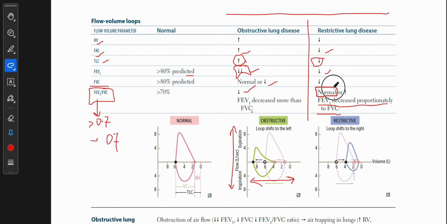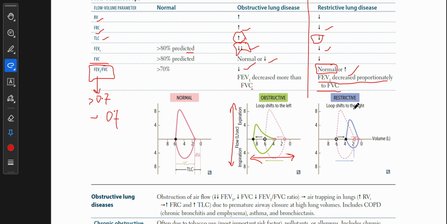So if the FEV1 by FVC ratio is normal in any restrictive lung disease like interstitial fibrosis or other fibrosing lung diseases, we cannot say that it is a normal case, because there is a decrease in both FEV1 and FVC in the same proportion, which leads to 0.7. Right? So this can be misleading, but usually the ratio is increased in restrictive lung disease.